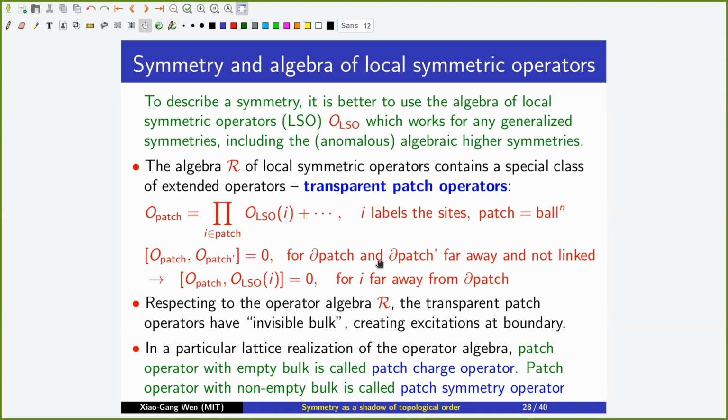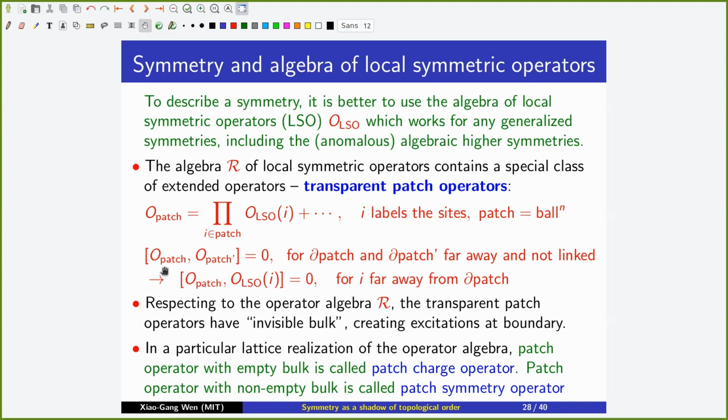That's one point. And the second one: the patch operator defines a patch that really means a trivial topology, a line segment in 1 dimension, a disk in 2 dimensions, a ball in 3 dimensions. So the patch operator itself doesn't have a non-trivial topology, just a very simple open, disk-like region. And when this patch operator is small, it is basically a local symmetry operator. So a small patch operator is just a local symmetry operator.